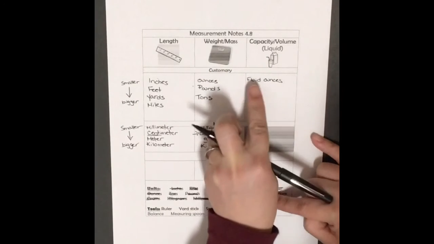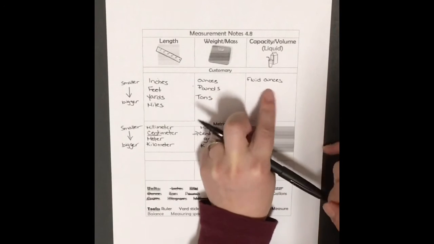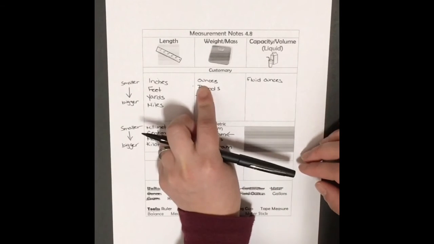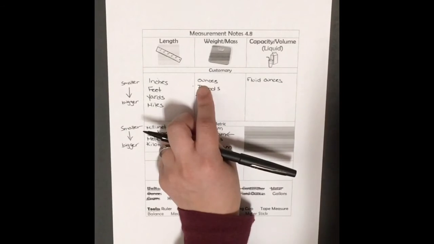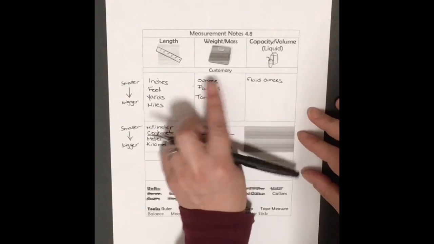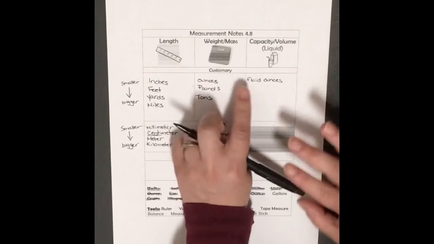Notice that this is fluid ounces. This is not the same thing as your weight ounces. It just happens to have the same name. One of those things that's really good at confusing kids, but totally different. Fluid ounces and ounces, totally different.